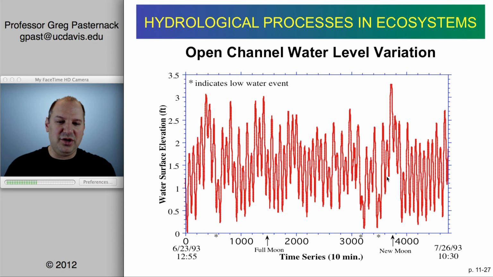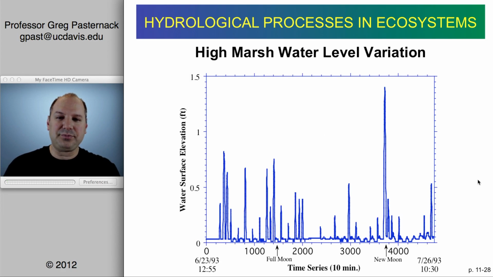Here's full moon and new moon. There happens to be a bigger event here, but it's just one day. It's not part of a periodic cycle that's modulating. So there's a lot of other processes that must be taking place, and that's one of the things that makes wetlands complex, because you have stream flow, you have tides, and you have winds that are all impacting it.